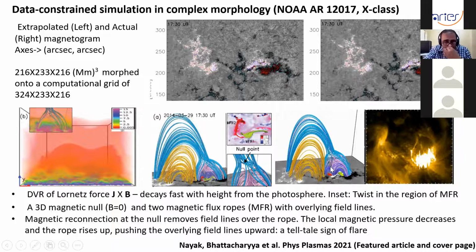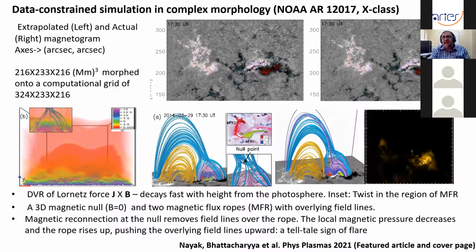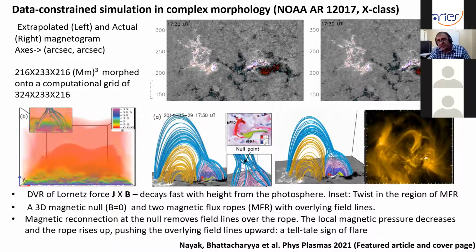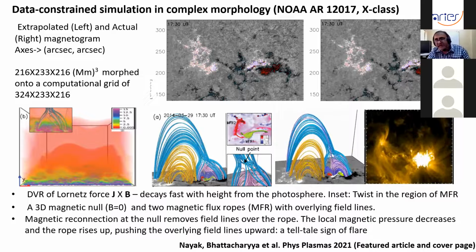Okay. So things can be pretty complex, but it is not always that you will find a flux rope in an eruption. This one yielded a CME because once again it had a flux rope.